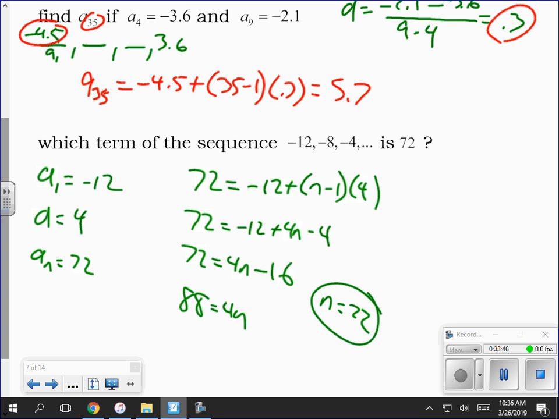Woo, I got it without my calculator. You have to celebrate the little victories in life, because sometimes that's all you get.